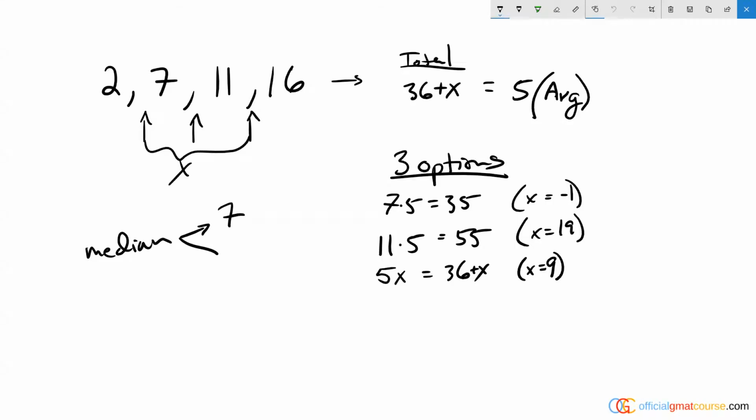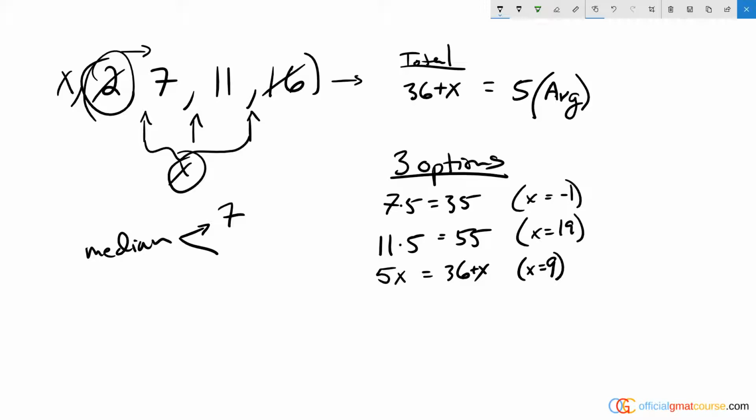Right, so if the average of these numbers, 2, 7, 11, 16, and x, is equal to the median of the 5 numbers, what is the value of x? Well, I know that 2 and 16 are not going to be the medians because they're at the extremes right now. And even if x was the smallest number, then 2 wouldn't be able to move up into the median spot.